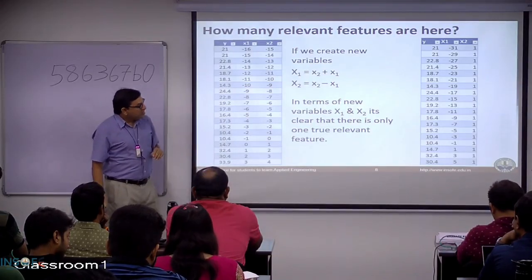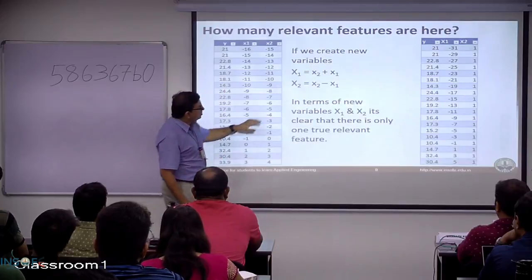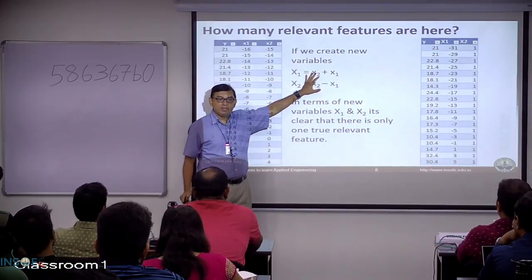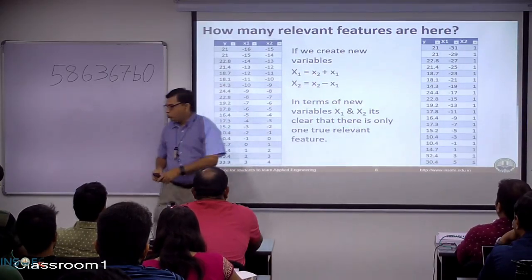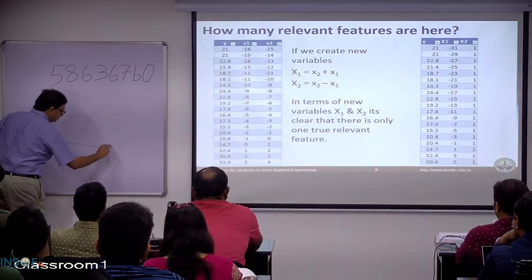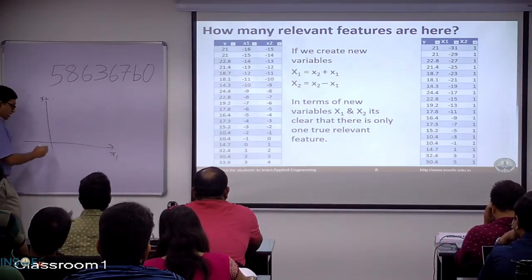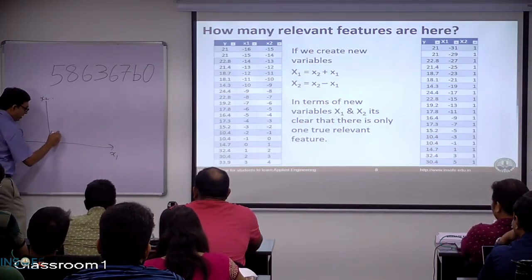So in this case, what this transformation actually did was it took a coordinate. So we made this plot: x1 axis, x2 axis. In this plot, I have my data points like this.